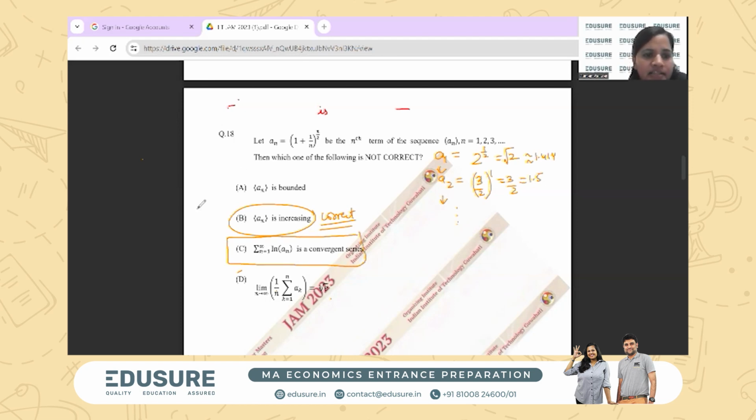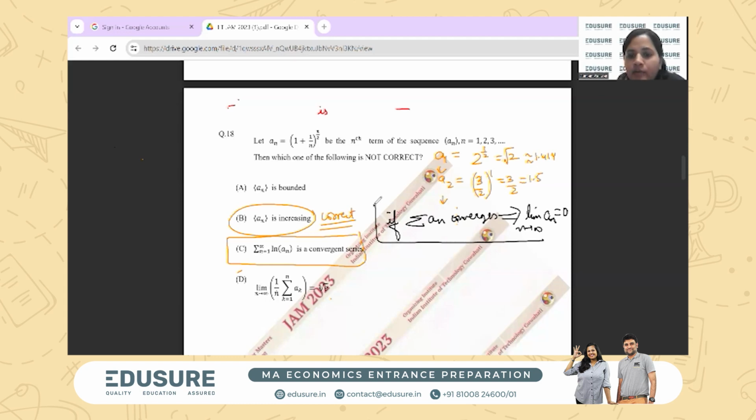For clarity, let's try to verify this. We know that if the series of a_n converges, then this implies that limit n tending to infinity a_n should be 0. This is a standard rule, a necessary condition for convergence of a series. Now in this series, this is my general term, so let us see what the limit is. If this limit does not go to 0, this series will not converge.